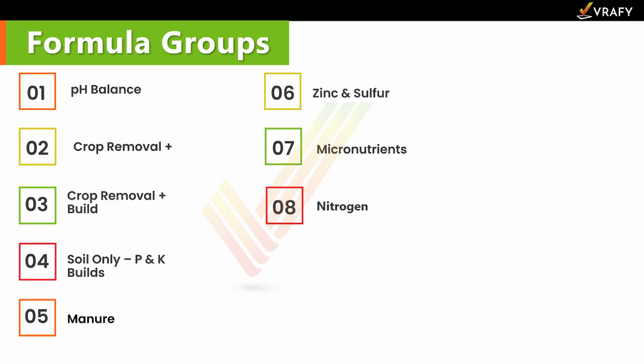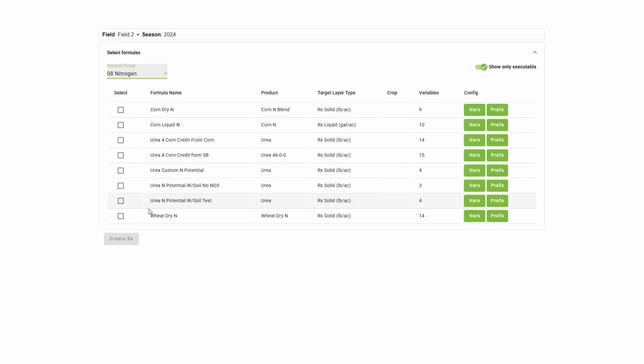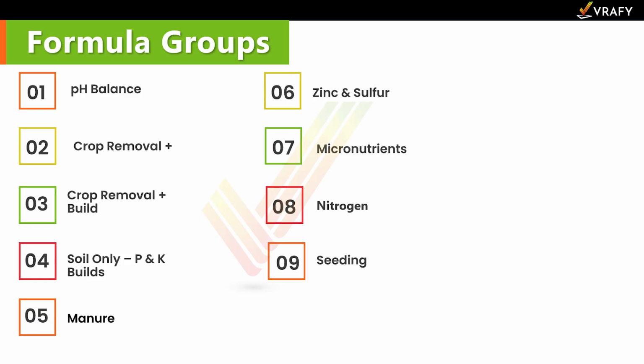As we get to our last nutrient, we come to 08 nitrogen. Within this group, we support various crops as well as various timings. Whether you like to apply your nitrogen all up front or you like to side dress over the top, VRAFY can support any nitrogen approach you take. Finally, last but not least, we come into 09 seeding. This captures variability from past year's yield maps and creates a seeding prescription for next year.